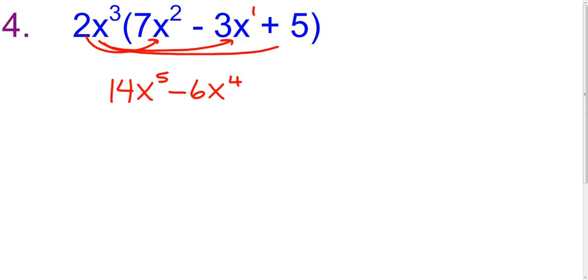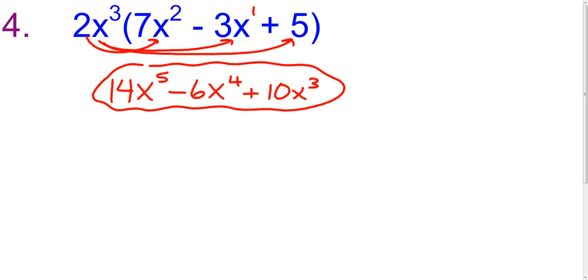And then 2x cubed times 5 would just make 10x cubed. And I don't have anything now with the same exponents that I can combine, and so I just leave my answer like I see it.